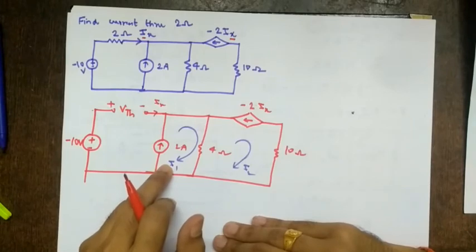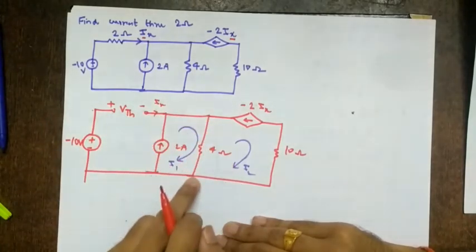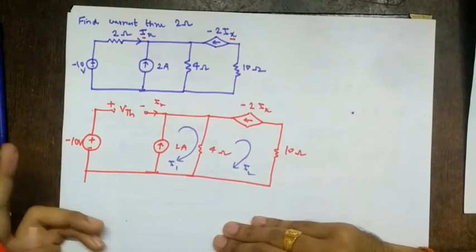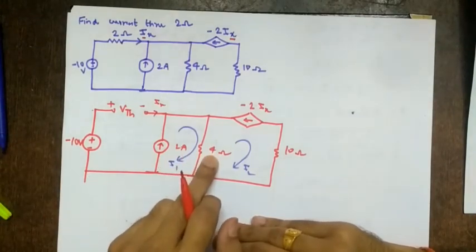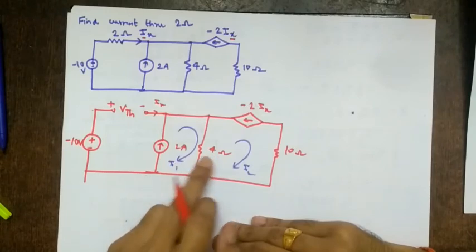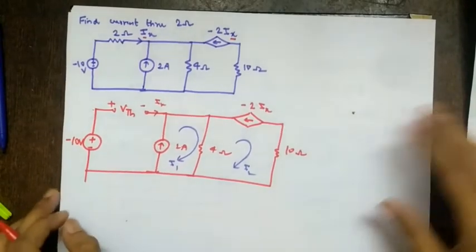So then just apply KVL here. So you can take this part. So VTH, I think it will come as 10 volts only. No, 10 minus 4 into 2. 10 minus 8, I think it will be 2 volts. You just check it, I am not sure.